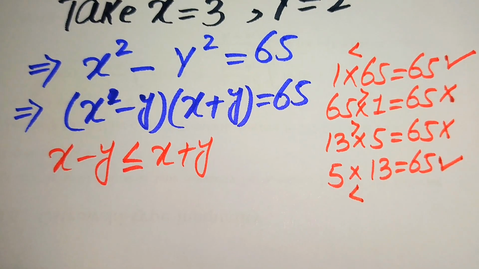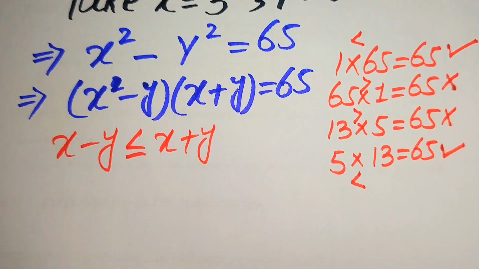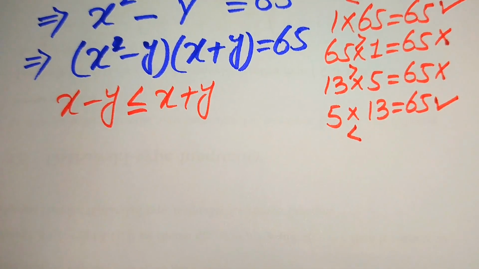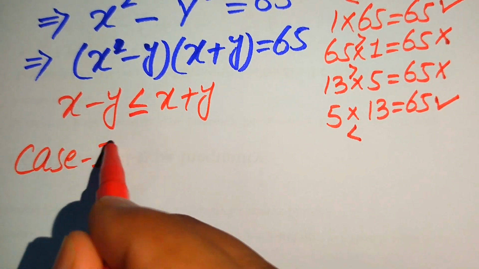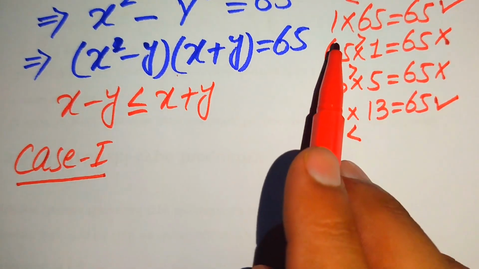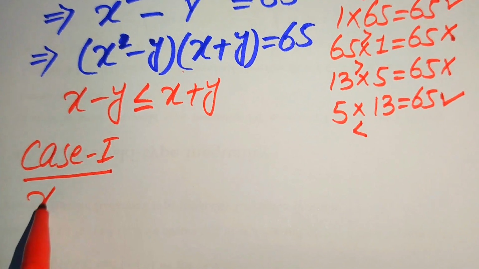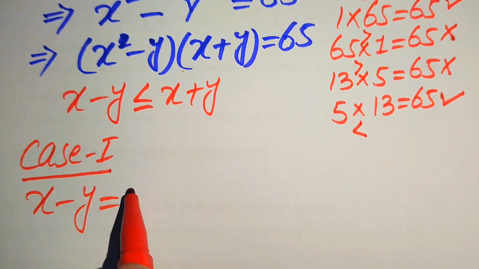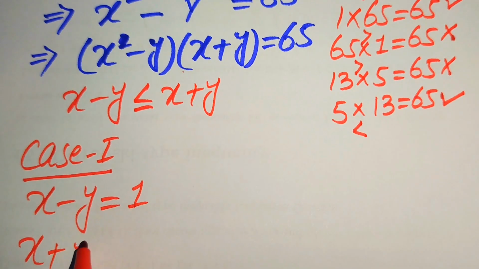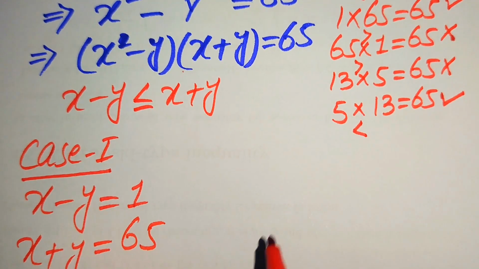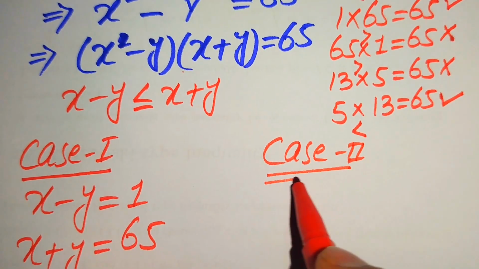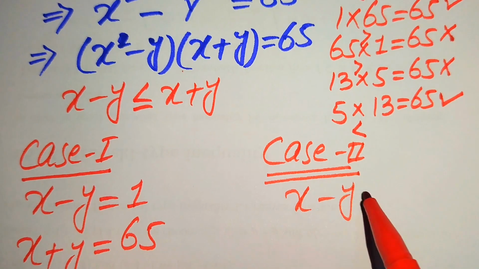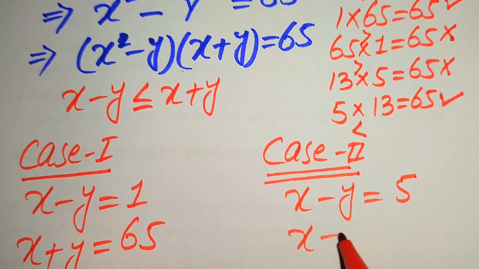So finally there are two possibilities, and we divide our given equation into two forms. The first case, where we compare these two factors with 1 and 65, is written as x minus y equals 1 and x plus y equals 65. Here we write the second case. In the second case we have x minus y equals 5 and x plus y equals 13.